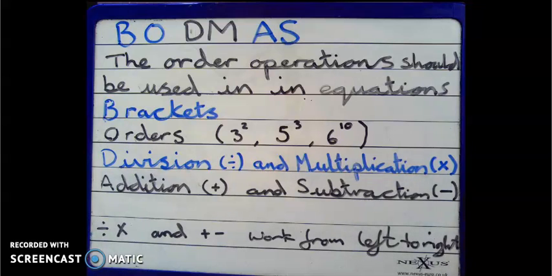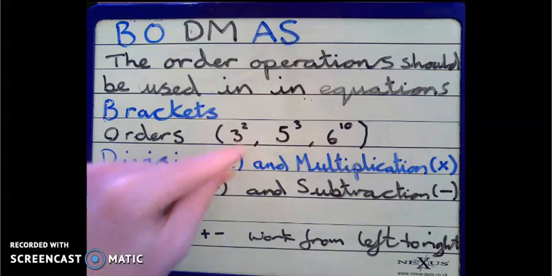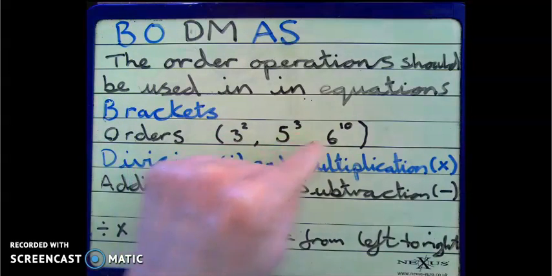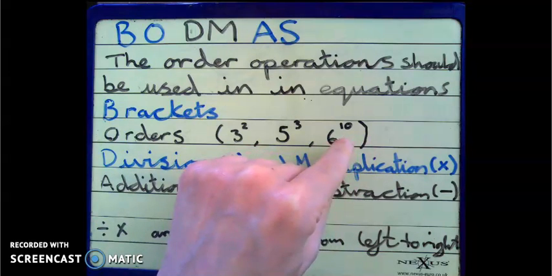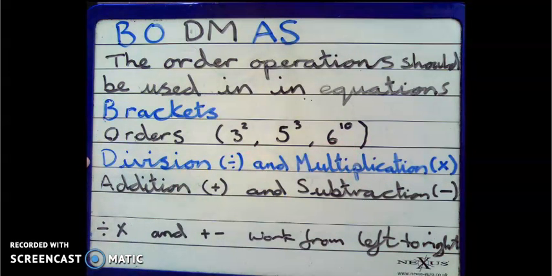Let's just go through that order again of BODMAS. In your equation, solve anything in brackets first. Next, any orders, square numbers, cube numbers, or any indices like this. Next, solve the division and multiplication. Work from left to right. Finally, solve the addition and subtraction, working from left to right.